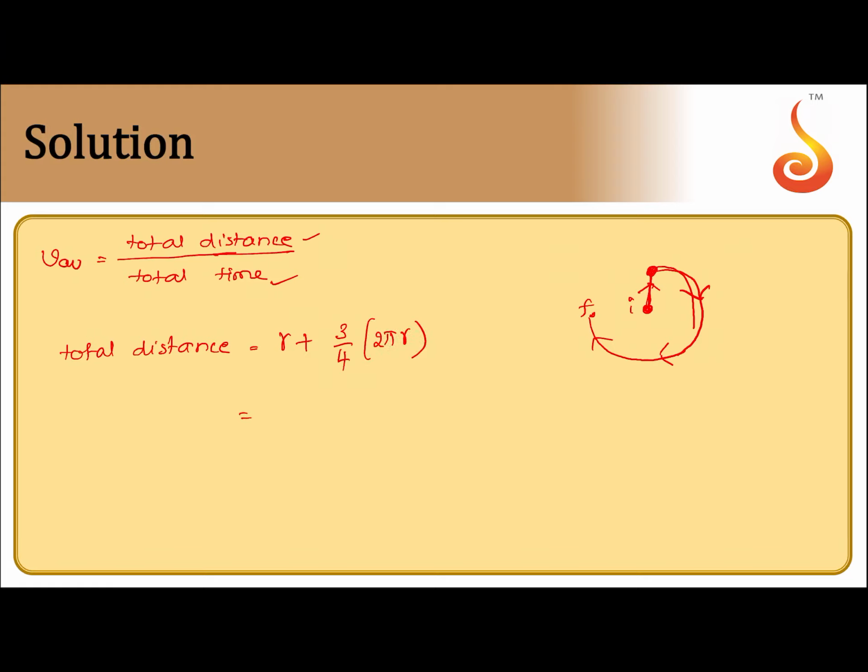Let us simplify this one. I can take r outside and it becomes r into 1 plus 3 pi divided by 2. And if I take that 2 also outside, it becomes r by 2 into 2 plus 3 pi. So average speed is equal to total distance, which is r by 2 into 2 plus 3 pi, whole divided by time taken. I will call it as t.